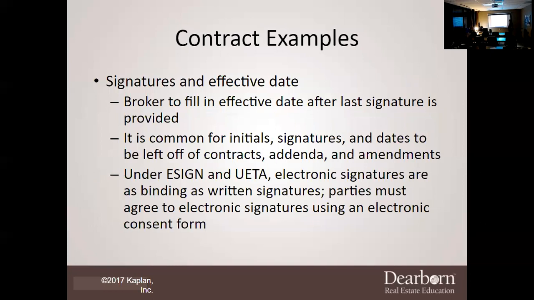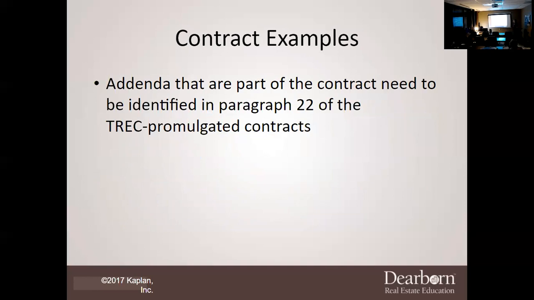So, again, those are some of the things that you need to be aware of. Now, the addenda that are part of the contract need to be identified in paragraph 22 of the TREC promulgated contract. Like what we just talked about, I promise you, about 90% of the time, you're going to be adding an addenda.